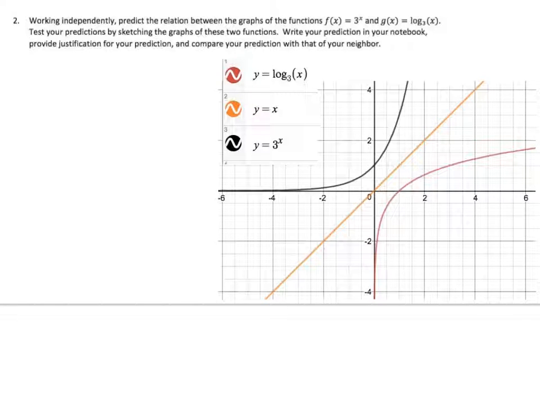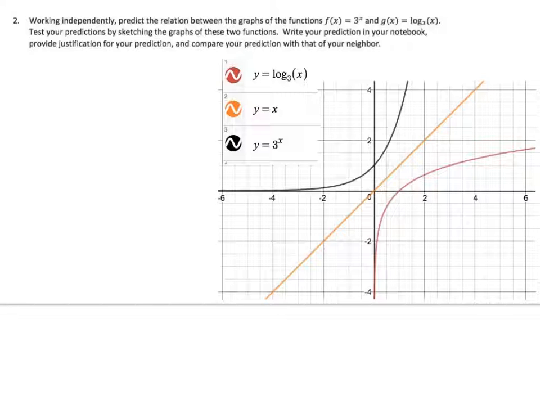So for exercise 2, the classwork says working independently. Yay, we're all working independently. Predict the relation between the graphs of the functions f of x equals 3 to the x and g of x equals log base 3 of x. Test your predictions by sketching the graphs of these two functions. Write your prediction in your notebook. Provide justification for your prediction and compare your prediction with that of your neighbor.